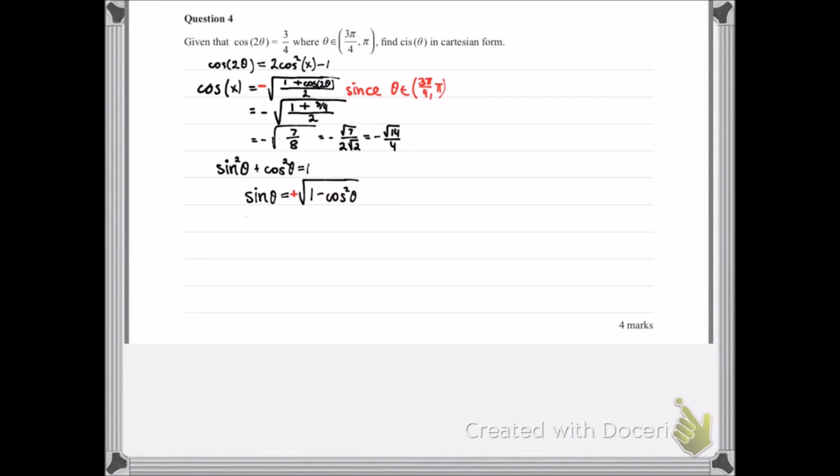Let's substitute our value for cos theta. That's what we worked out. Okay, and evaluate to get the result for sine theta. Perfect. It's a positive root 2 on 4. So we've got cos of the angle and we've got sine of the angle, and we're going to put those two values together in cis form.